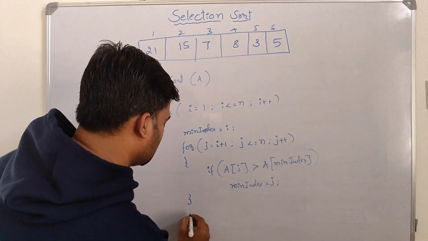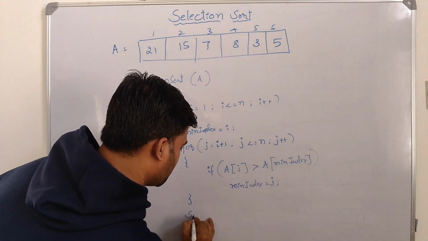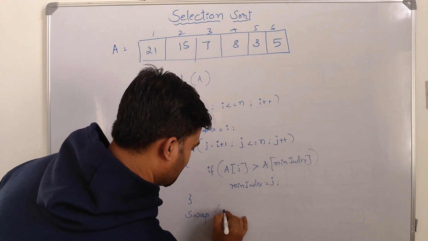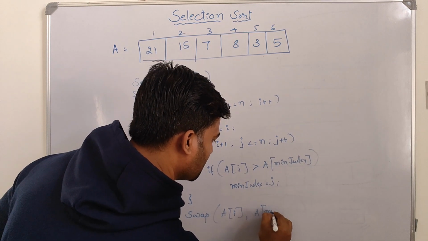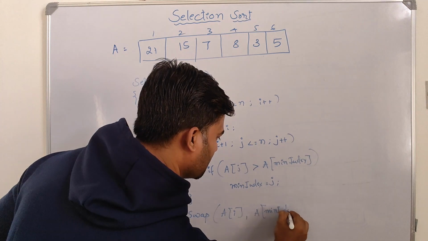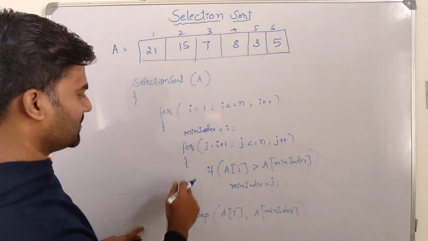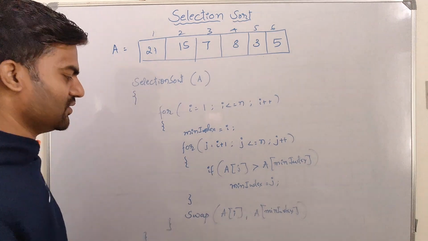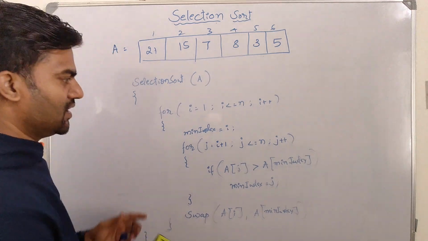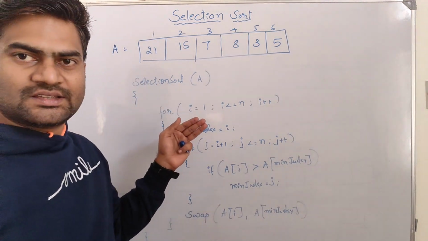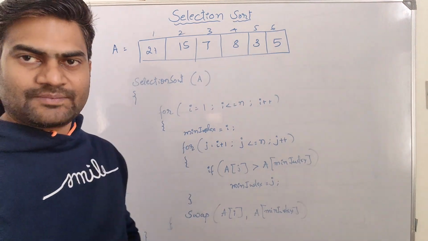After that, we swapped the numbers. So I will swap a of I, comma a of minimum index, and we close this loop and then we close this loop. So at the end of the second loop we will get the sorted array. So this is the pseudocode for this selection sort.